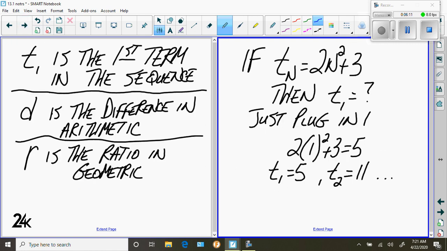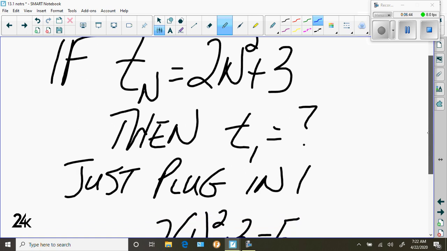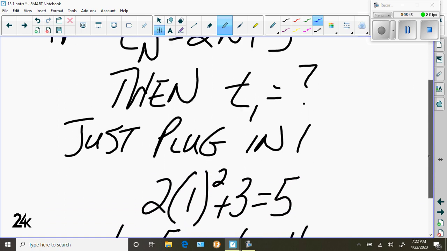Okay. So sometimes the equation's going to be given to you. It's going to say, hey, what if there is some sequence that follows this equation, 2n squared plus 3. And you're like, I don't know if it's arithmetic or geometric. How am I supposed to do it? It doesn't matter. It just says, what's the first term? All you do is plug in 1. So you just plug in 1 where n is.